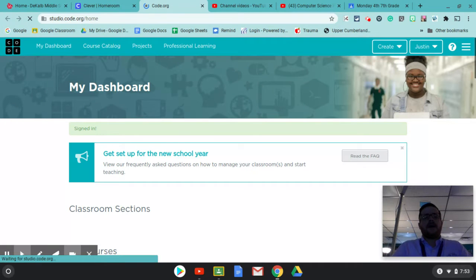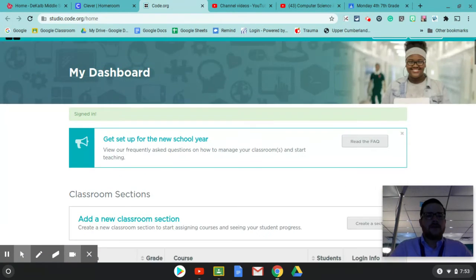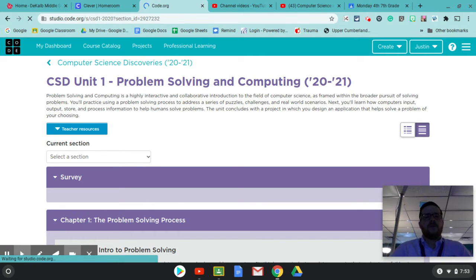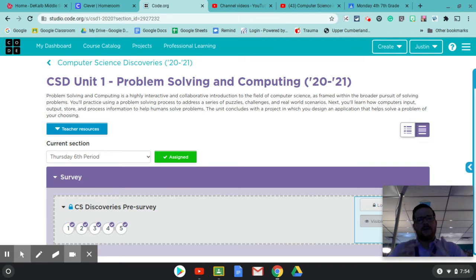And then for my 7th and 8th grade learners, we're going to be doing something a little different from 6th grade. It's going to be called CSD Unit 1, Problem Solving and Computing. So when you clicked code.org, this is probably what your screen looks like. Make sure it looks like this at the top. So CSD stands for Computer Science Discovery. So we're going to be discovering the ins and outs of computer science, digital citizenship, coding, the whole 9 yards.